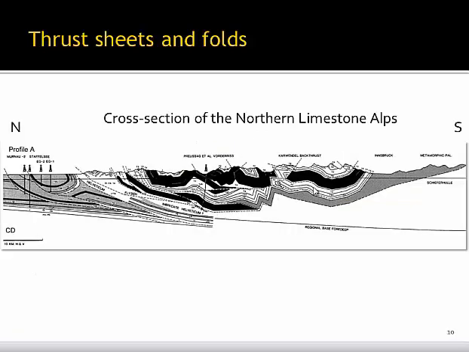Fold and thrust belts are something quite common. We find them also in collisional environments. Here's an example of the northern Alps in Europe. This is an area that we would see in southern Germany and northern Austria, where we see intense folding, typically these sharp kink-like folds, because it's a fairly shallow crustal environment. That is where such folds are forming. And we see a lot of thrusts here in dashed lines that pile up material, thicken the crust.